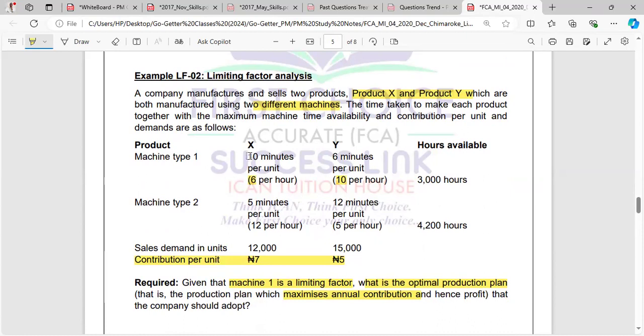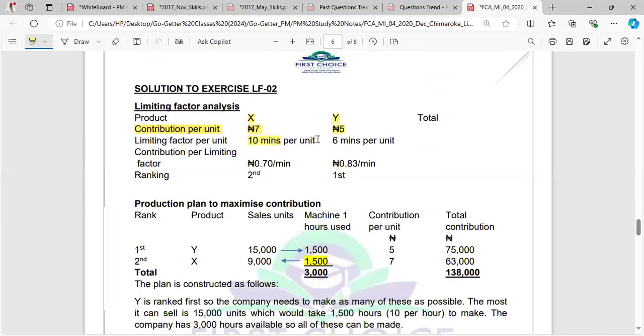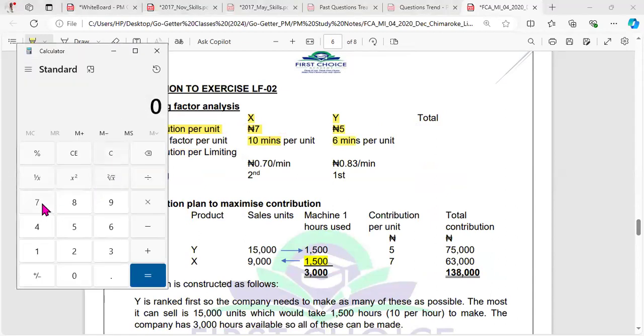So this is 10 minutes in 1 unit. This is 6 minutes in 1 unit. So that was what we did here. 10 minutes, 6 minutes. Now, what is the contribution per limiting factor? All we need to do is 7 divided by 10. That gives us 0.7 naira per minute.